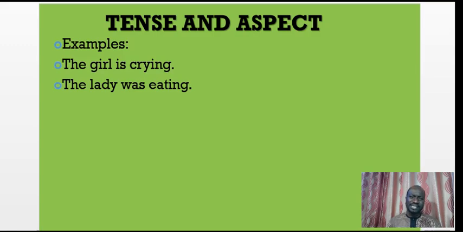And what aspect is that? It is showing whether it is continuing, or it has completed, or it is in the continuous form, or it's going on. That is the crying aspect. The crying is also showing that aspect.